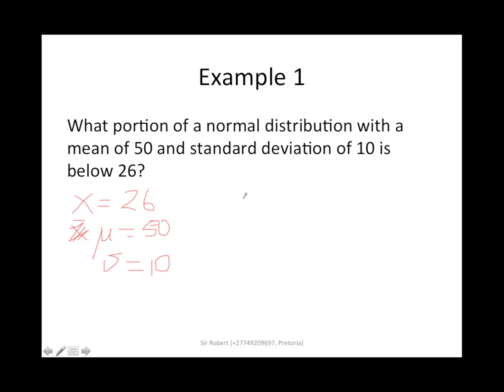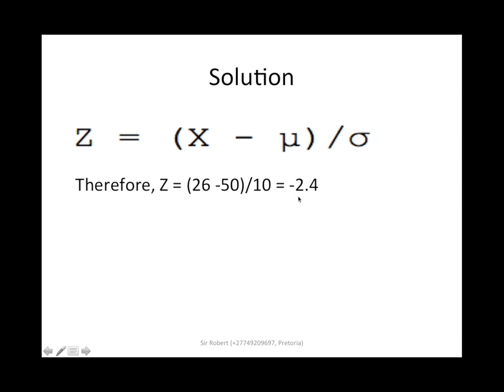So for you to solve this one, we want to find this z value. We know that z, which is the value of the standard normal distribution, is x minus mu over sigma. So we know that the value of z is 26 minus mu, which is 50, divided by 10. Then we get our z value. So let's look on the next page. When you do that, you get minus 2.4.